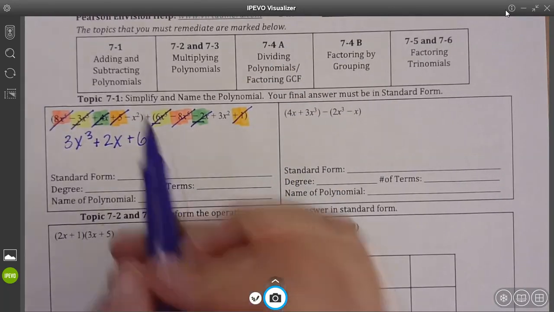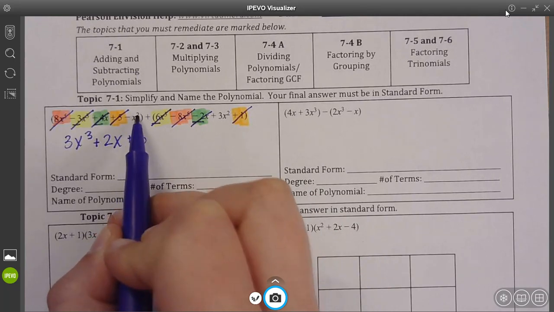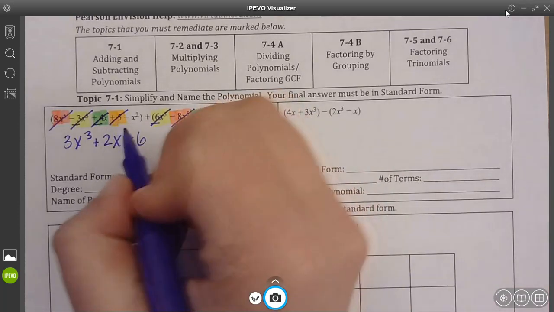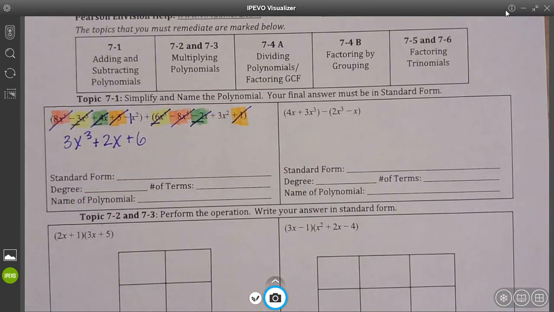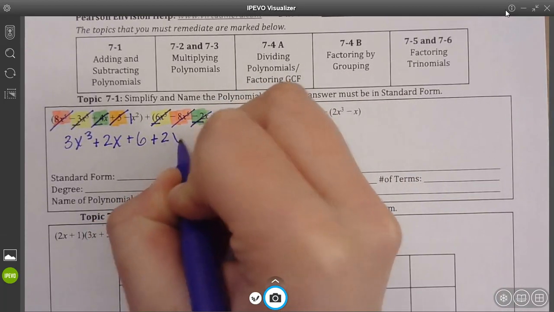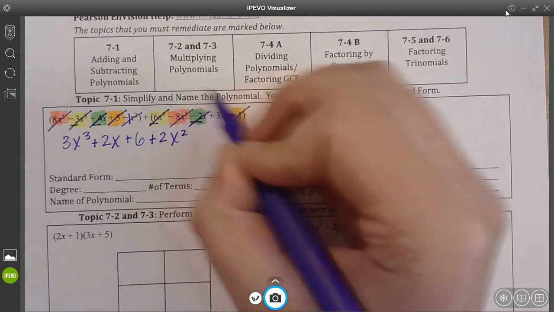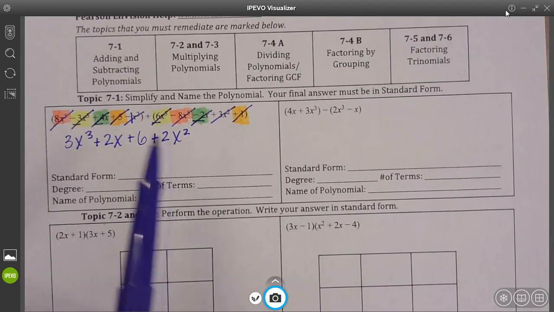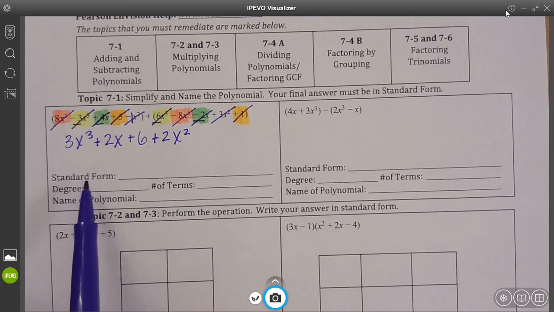And last but not least, I have a negative x squared plus 3x squared. So I'm going to add their coefficients. Remember, this guy has a little invisible 1 out in front of it. Negative 1 plus 3 is positive 2x squared. I'm going to cross them off because I've used them. This is going to be our final answer, but it is not in standard form.